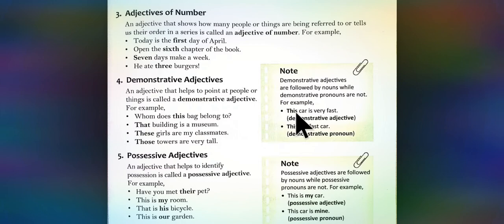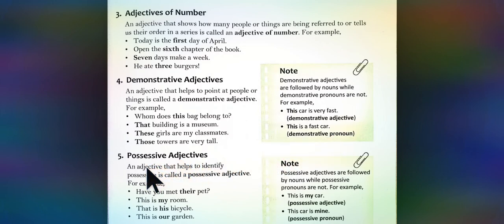Now here is a quick note that you should remember, the difference between a demonstrative adjective and a demonstrative pronoun. Demonstrative adjectives are followed by a noun. Here you can see, this car. So here this is a demonstrative adjective and it is placed just before a noun. So always remember that demonstrative adjectives are followed by a noun. And the difference in the demonstrative pronoun is that, let's see, this is a fast car. So here, as you can see, the demonstrative pronoun is not followed by a noun.